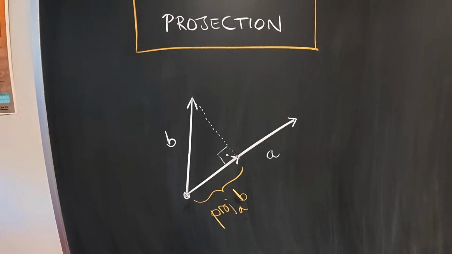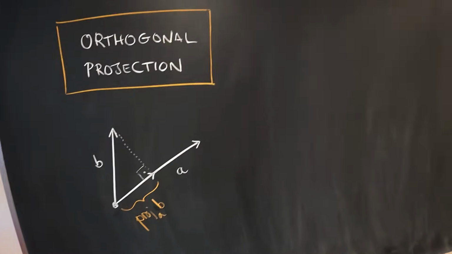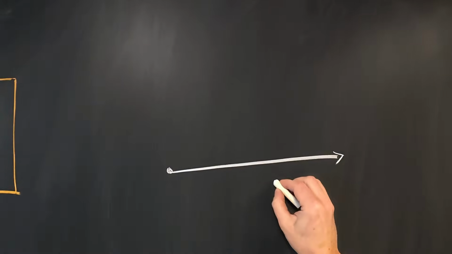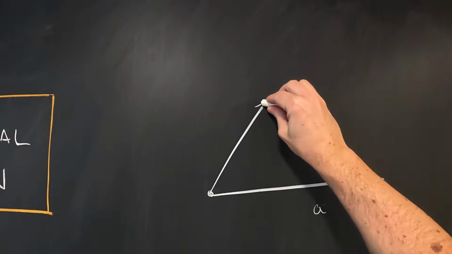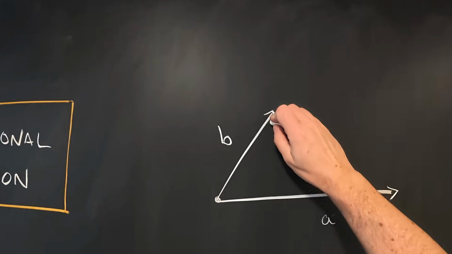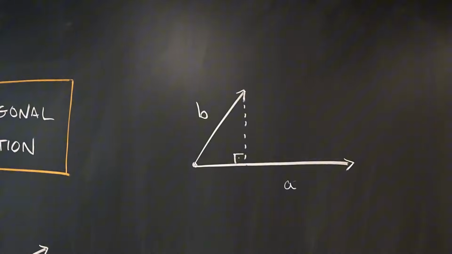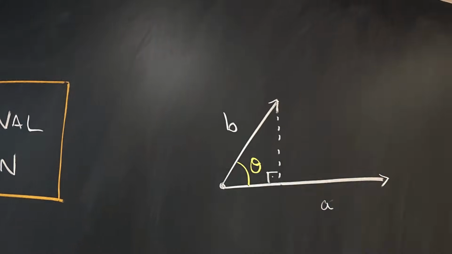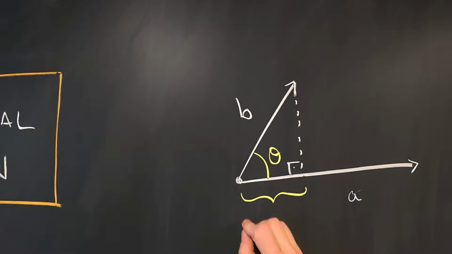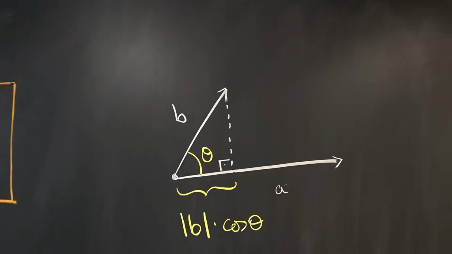So what is this vector right here? We're going to find it using the dot product. Here's how. So I'm going to start with A right there. This is A. And here is B. And what I want is a vector. This is 90 degrees right here. So if this angle right here is theta, then I know exactly what this length is. This length by trigonometry will be the length of B times the cosine of theta.